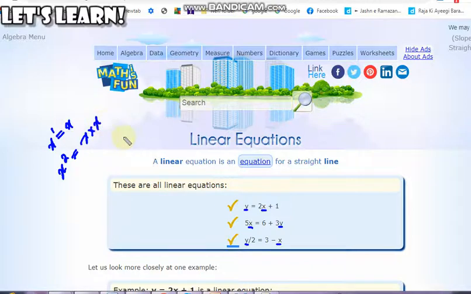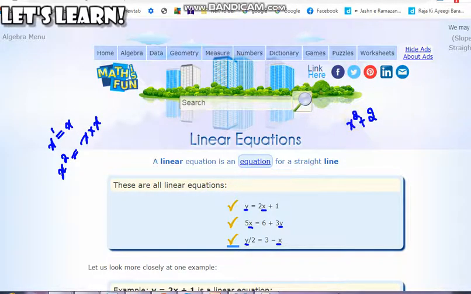So linear equations are basically those equations in which all the variables have a power 1. What about equations such as x square plus 2? X square plus 2 is not a linear equation. These are a different sort of equations known as quadratic equations.